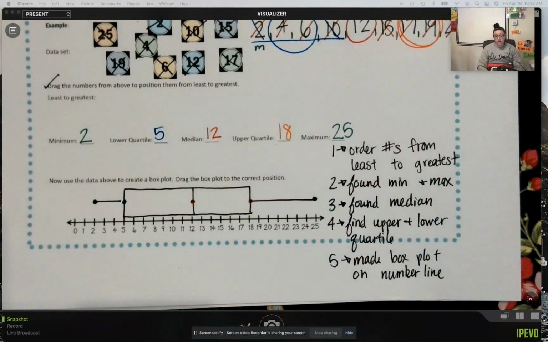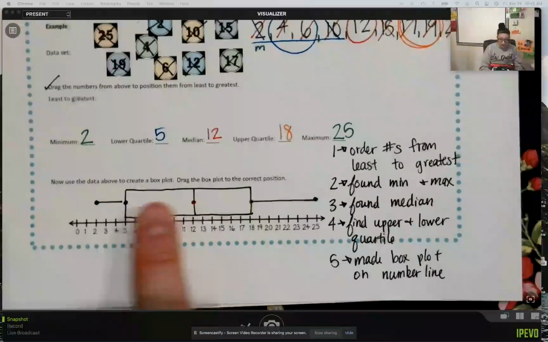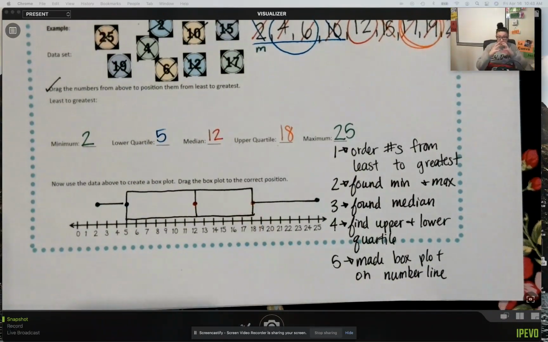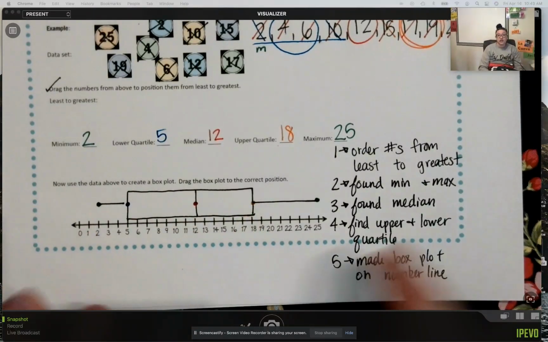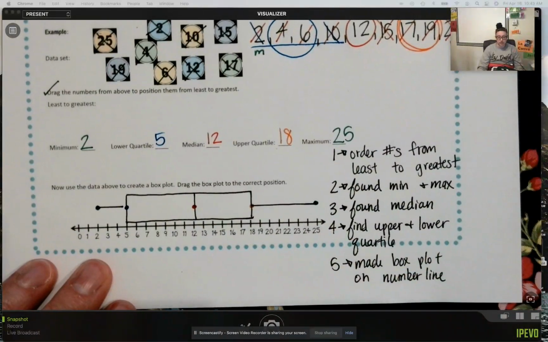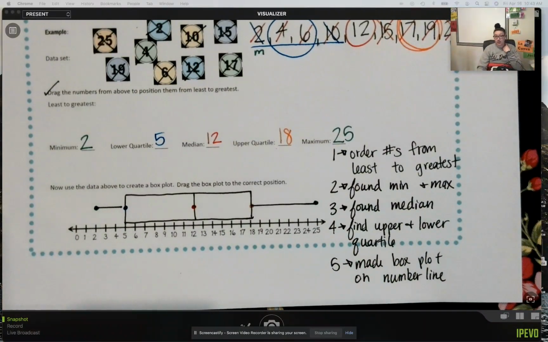On your SOL, you might have to find each of those data points. You might have to put those dots and drag the box and drag the whiskers to fit the data. So it's important that we know these steps. If you have any questions about this, please let us know. Otherwise, go ahead and let's go on to the next video.